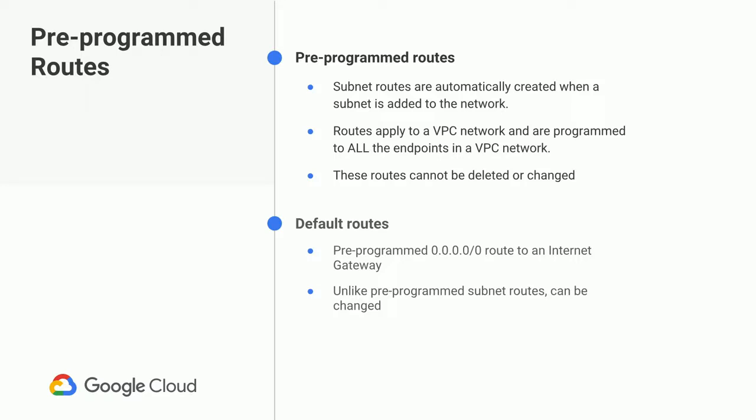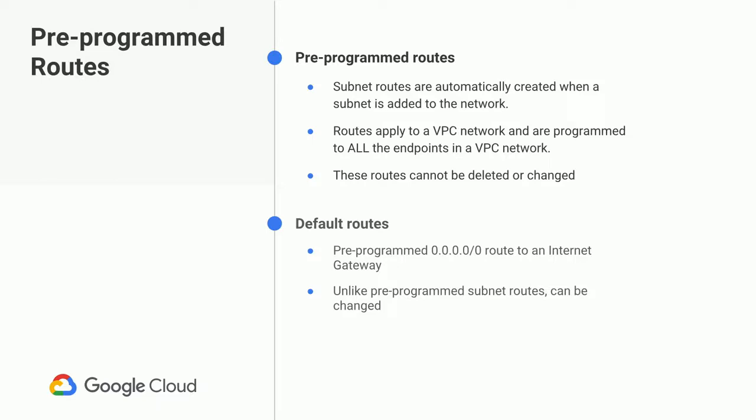Pre-programmed routes are what we have when you set up a VPC and you create subnets. These are routes that get programmed in to allow VMs to talk to other VMs within the VPC. These are automatically created, and these are also things that you cannot delete or change. Like I said, these are the routes that really allow a VM within the VPC to talk to other VMs within the VPC. There are also default routes that get created.